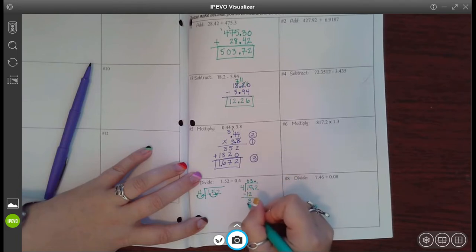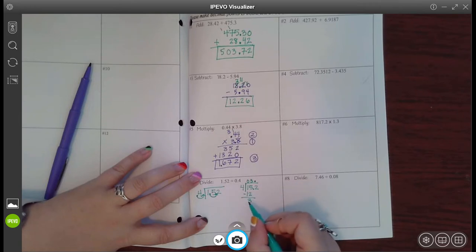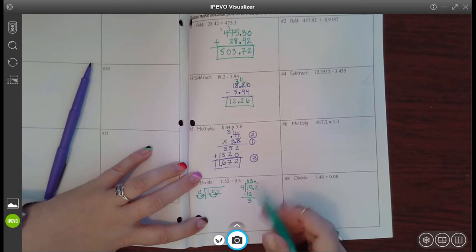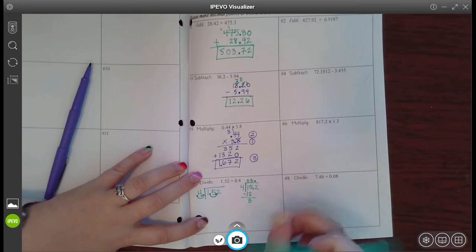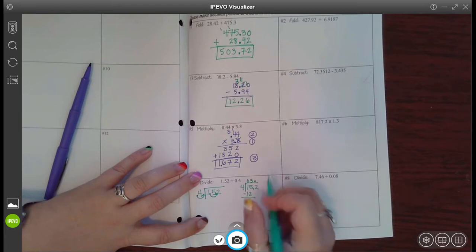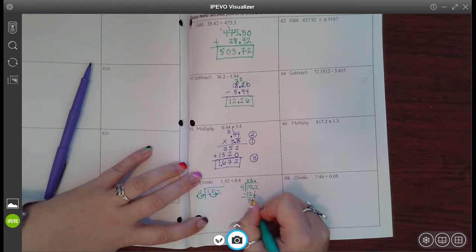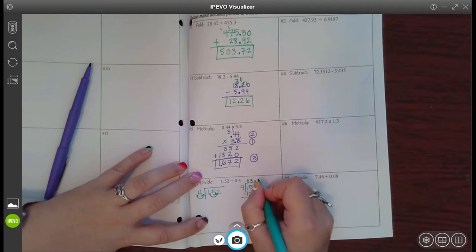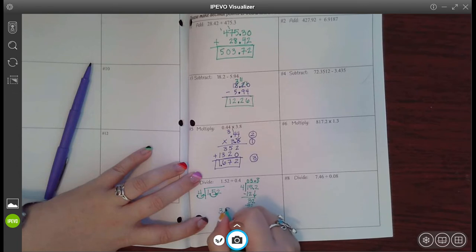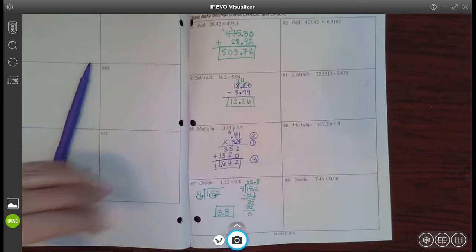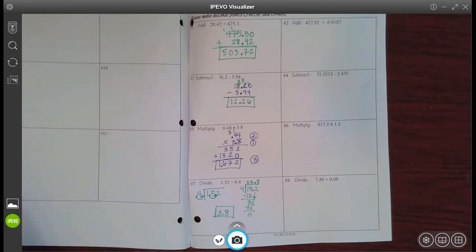Always double check that this remainder is less than the number you're dividing by right here. Like if this was a remainder of 5, that's bigger than 4, so I would have to erase this and try again, okay? But the remainder is smaller than this, so I'm good to bring down my next number of 2, and 4 goes into 32 8 times, and it goes in exactly evenly, so I'm done. My answer is 13.8.